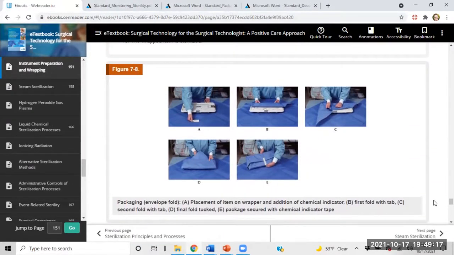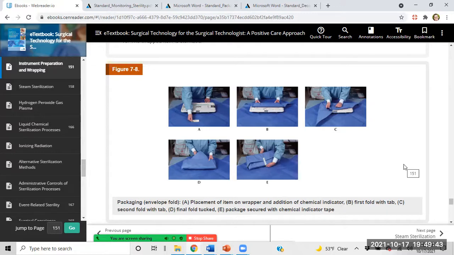Here's the wrapping. It's very specific and done the same everywhere, so that as you go to work in any facility and open them up, it's all pretty universal. An item is placed on a wrapper with the addition of the chemical indicator. So here's the indicator here. Then the first fold is with the tab.